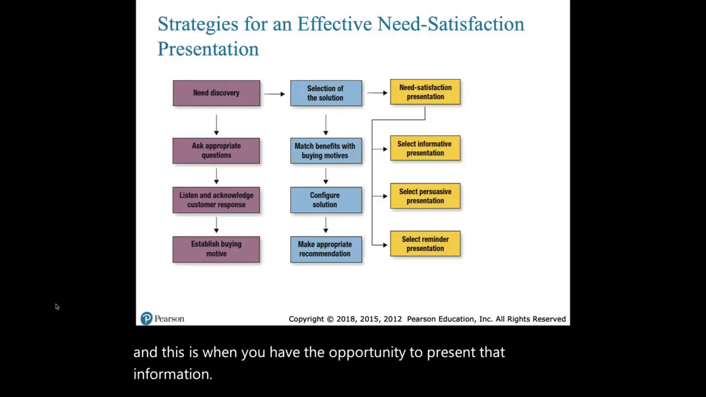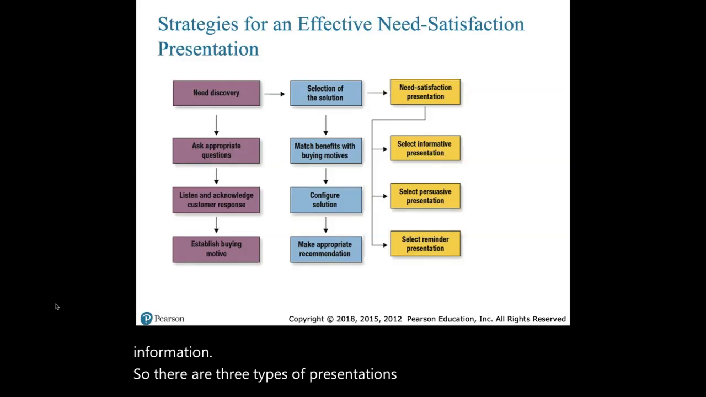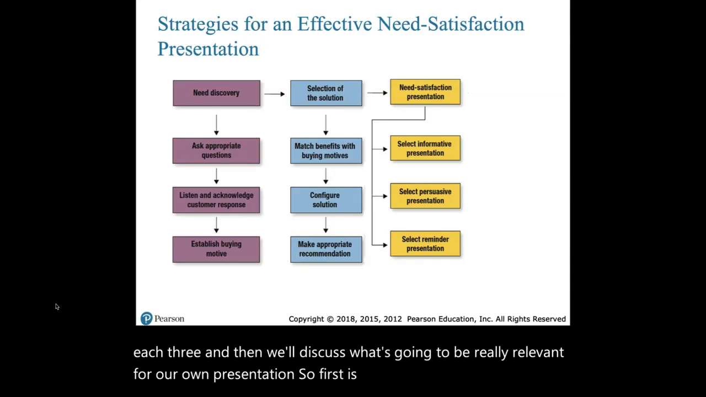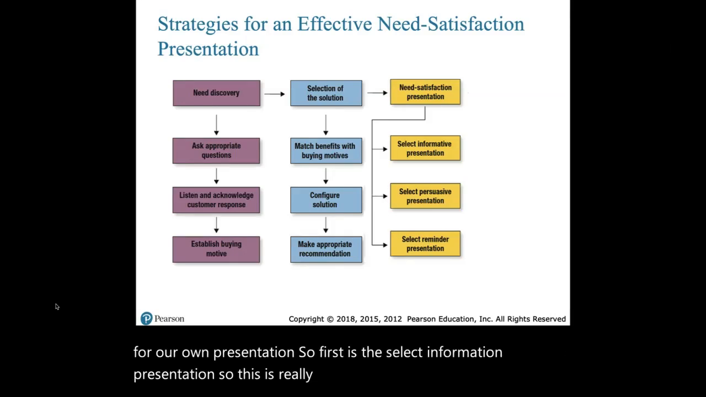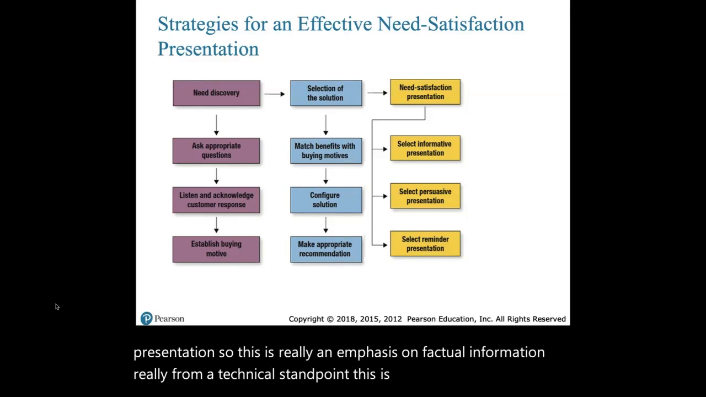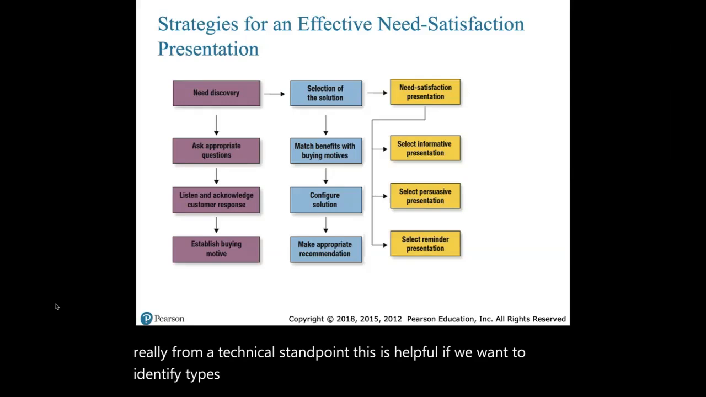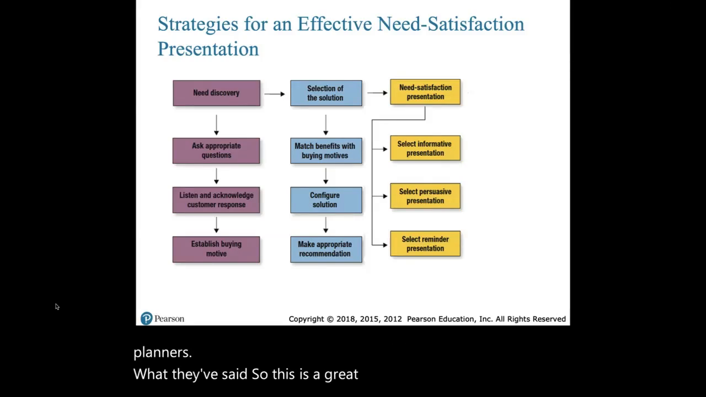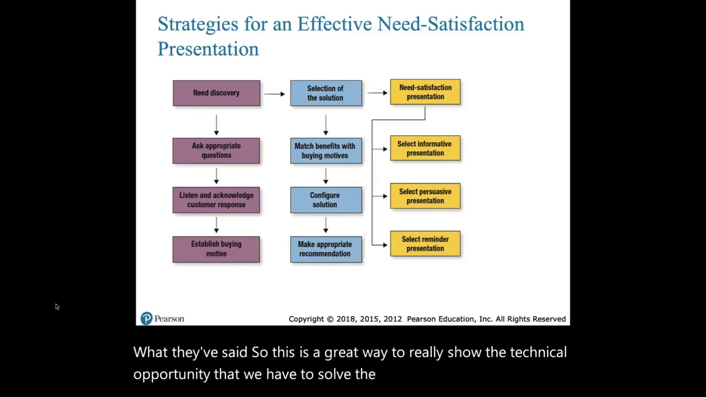So there are 3 types of presentations. So we'll just quickly discuss each of the 3, and then we'll discuss what's going to be really relevant for our own presentation. So first is the select information presentation. So this is really an emphasis on factual information from a technical standpoint. This is helpful if we want to identify types of meeting spaces that we have, maybe some sales literature, maybe some testimonials from previous meeting planners, what they've said. Okay, so this is a great way to really show the technical opportunity that we have to solve the customer's challenge for the meeting that they are desiring.